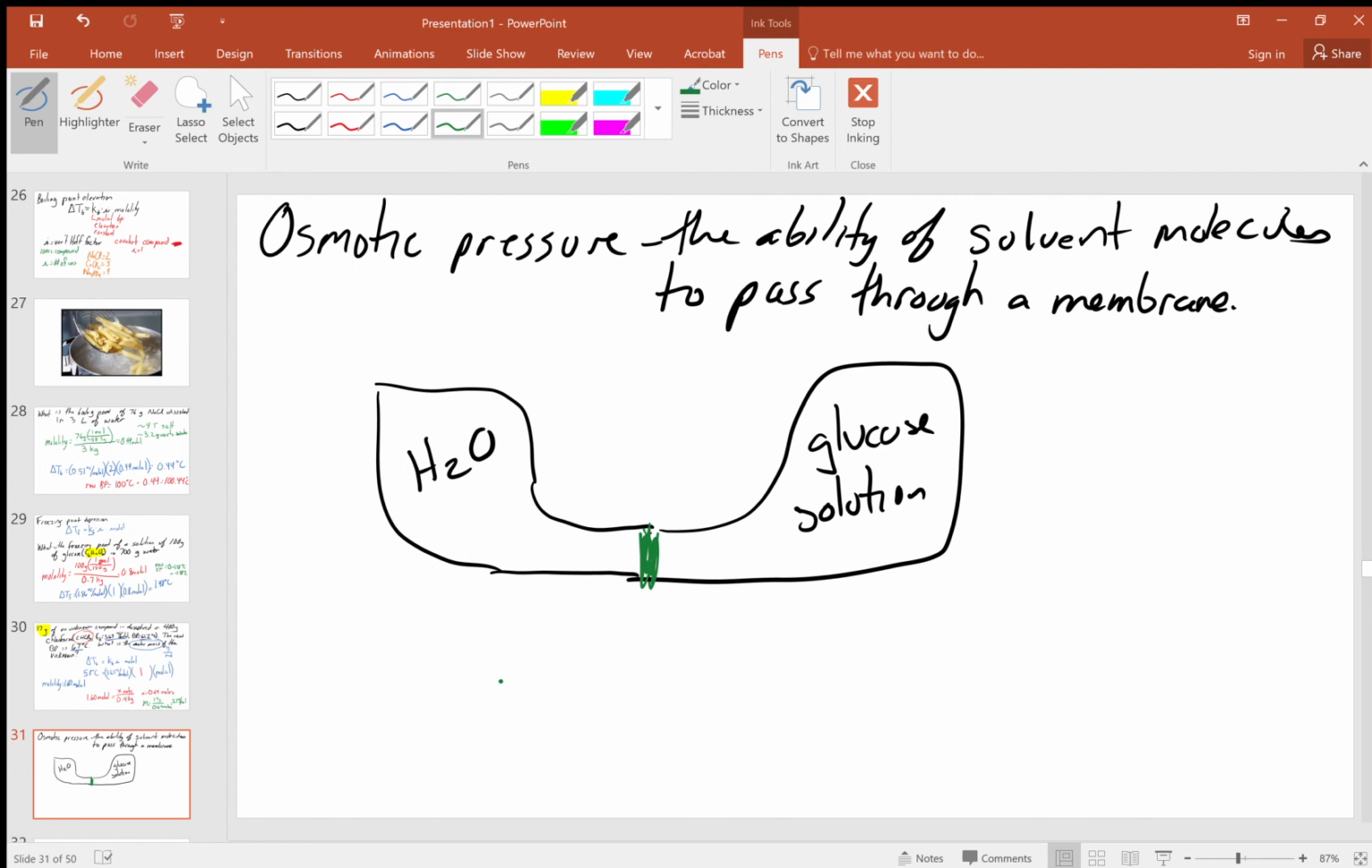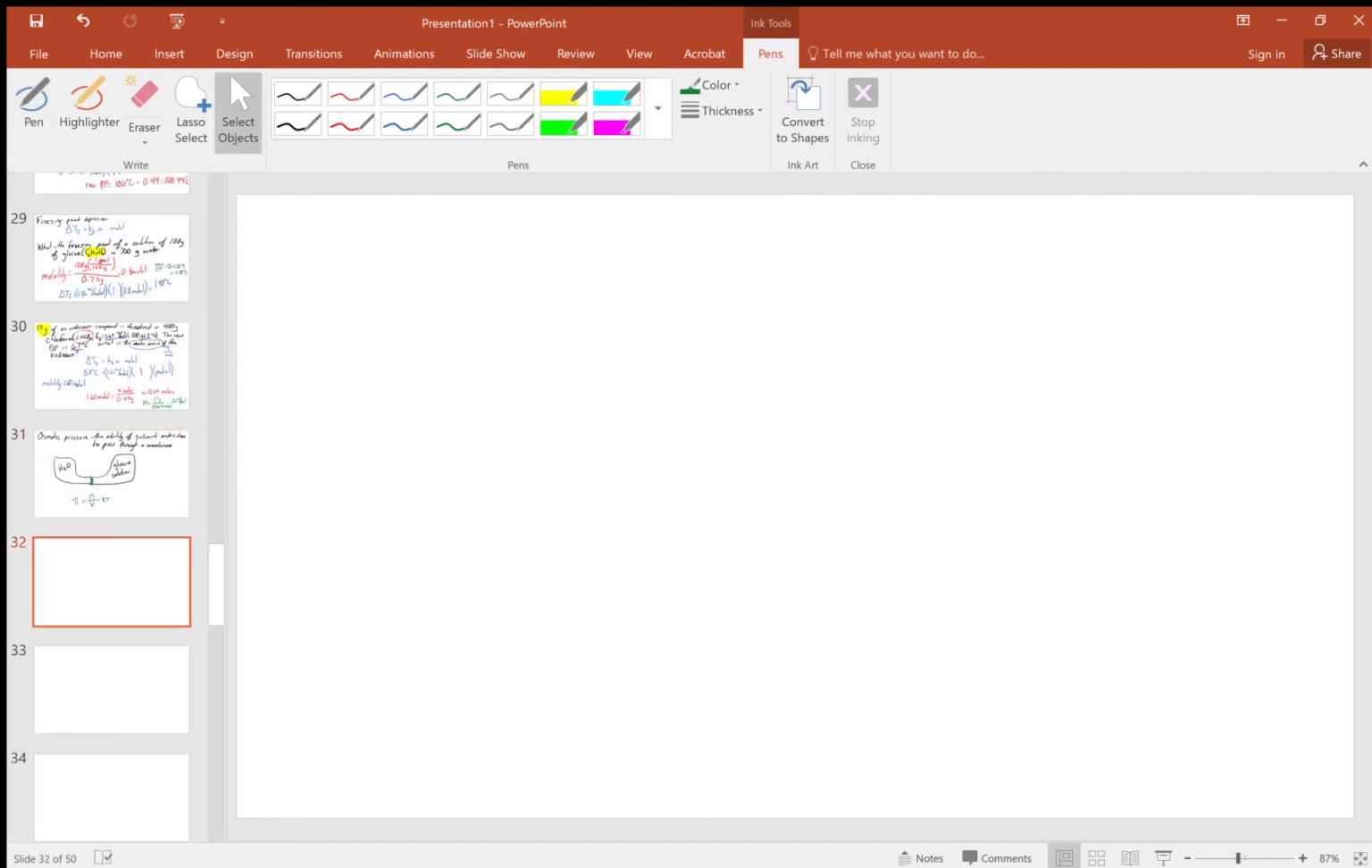And so you can calculate the osmotic pressure as being the moles of solute, n, over the volume, times RT. And what happens over time is that solvent passes through the membrane and eventually the pressure equalizes and osmosis is able to stop. Now, where is this important? Well, this is most important in cell membranes.